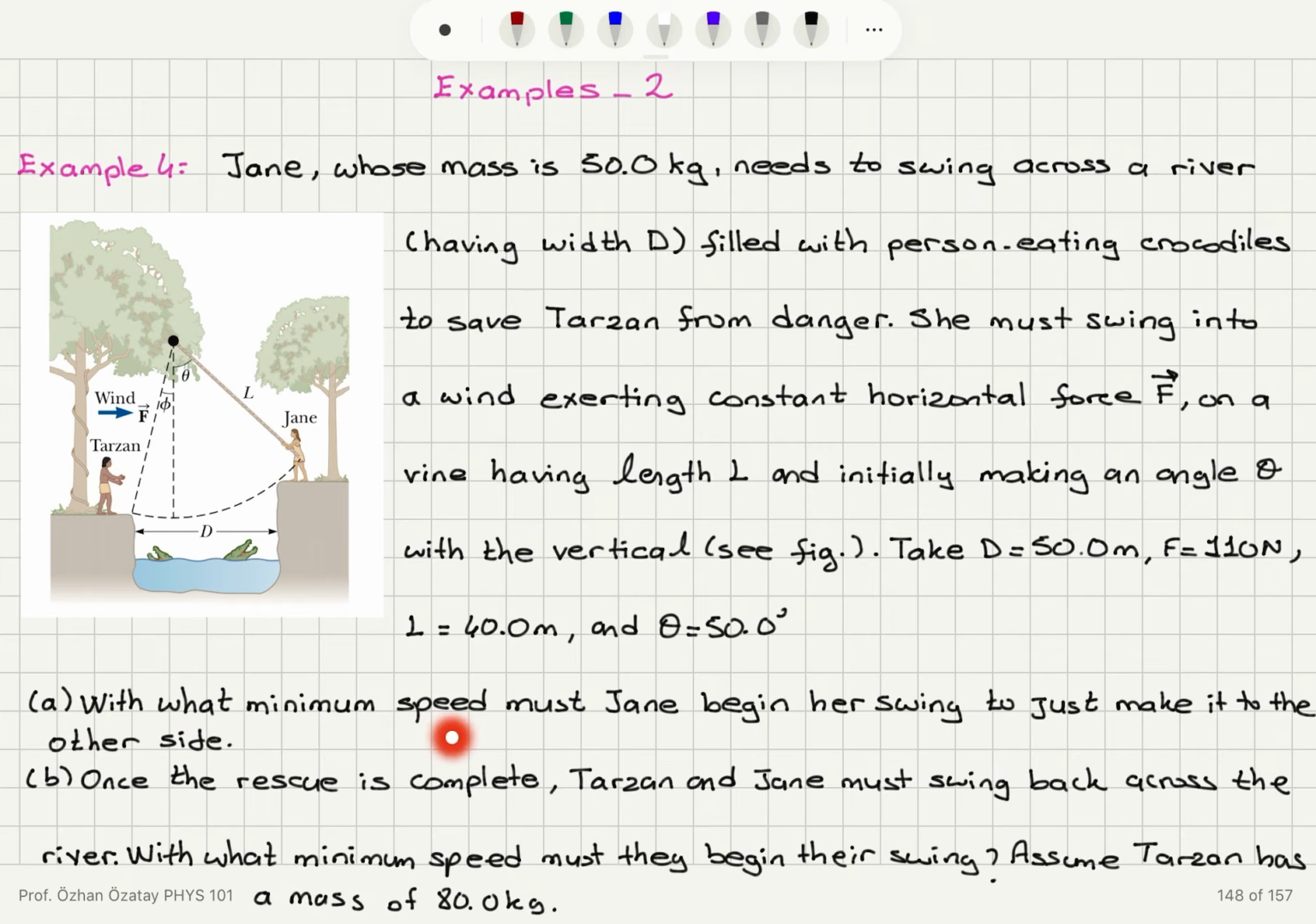With what minimum speed must Jane begin her swing to just make it to the other side? Once the rescue is complete, Tarzan and Jane must swing back across the river. With what minimum speed must they begin their swing if we assume that Tarzan has a mass of 80 kilograms?